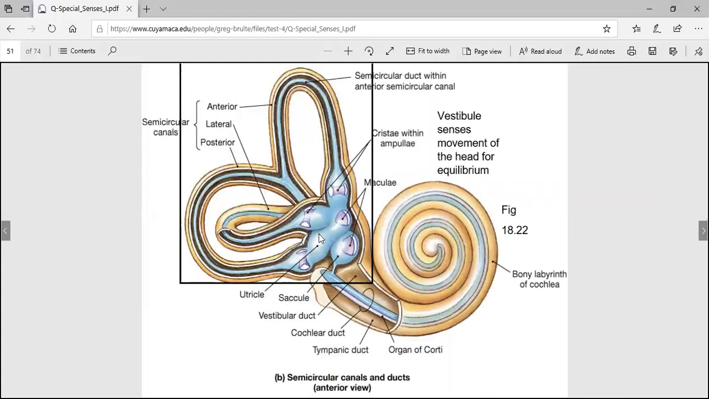Right here, this area, by the way, utricle and saccule I have done as bonuses. If I point at that, call it the utricle. If I point at that, call it the saccule. But if I just talk about this whole area in general right here, and I ask, does this detect static or dynamic equilibrium? You would say static.